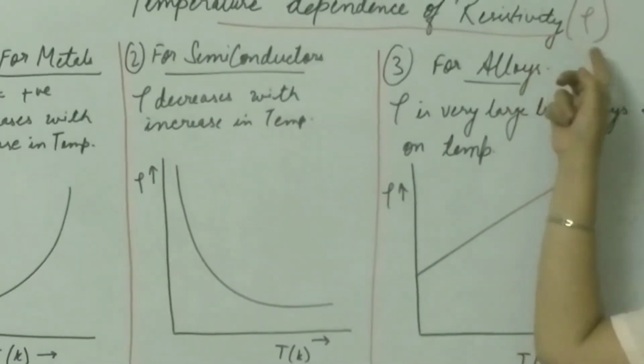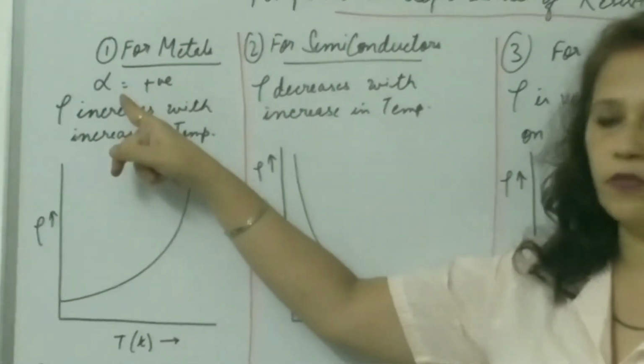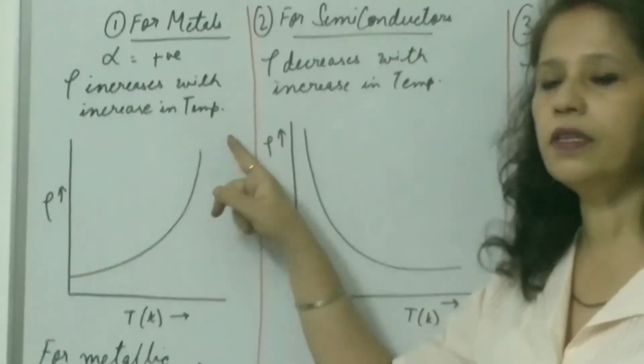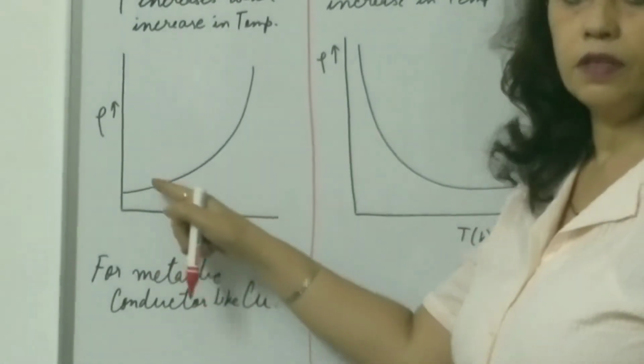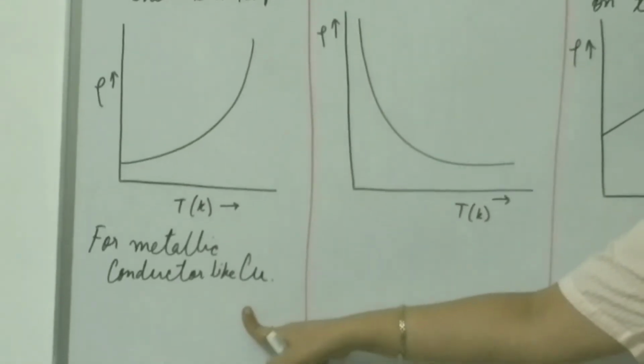Dependence of resistivity on temperature. First we will see for metals. The temperature coefficient alpha is positive over here. Rho increases with increase in temperature. And we plot a graph of rho and T. This is the graph shown over here. This is for a metallic conductor like copper.